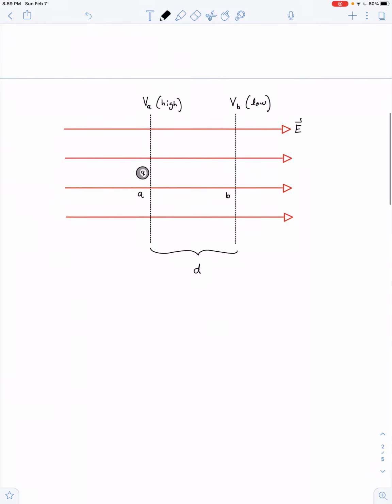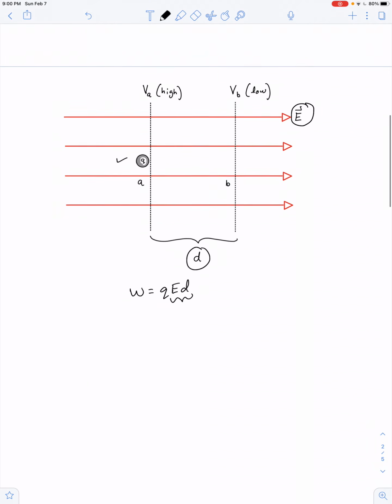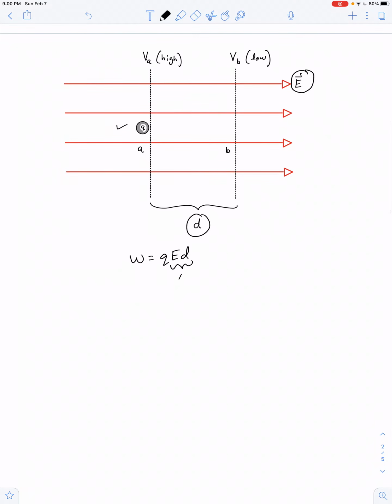Okay, so just to be clear, if we have a uniform electric field, a charge Q, and it moves some displacement D, then of course we can just say the work is equal to QED. We may recognize the product of E and D as something we call negative the change in electric potential. So we could say work equals negative Q delta V in this case.